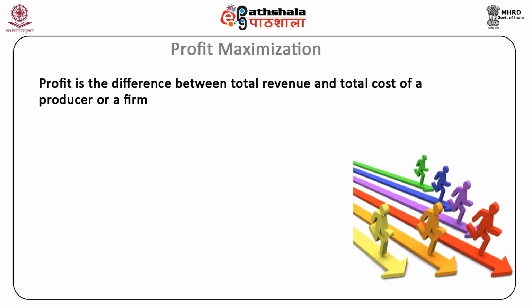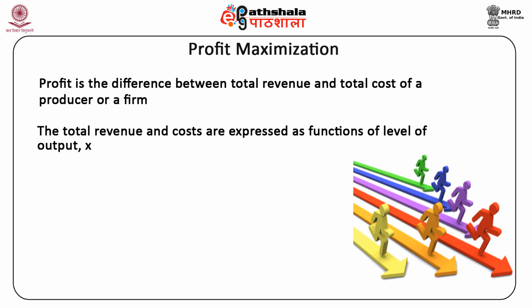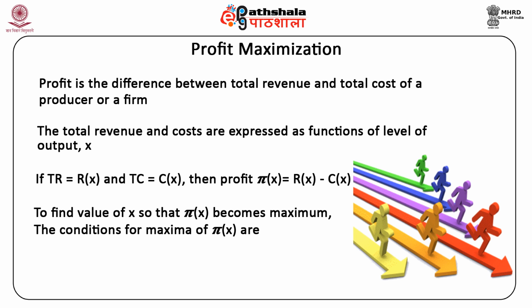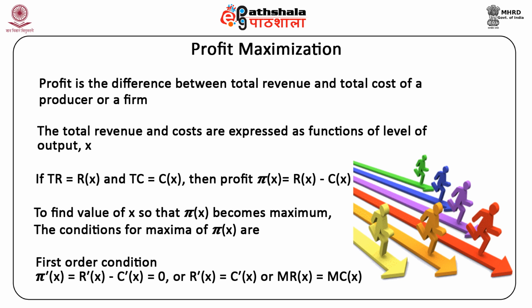Profit is the difference between total revenue and total cost of a producer or a firm. Now, we know that the total revenue as well as the total cost are often expressed as functions of the level of output, x. If we write TR is equal to R(x) and TC is equal to C(x), then profit can be written as pi(x) is equal to R(x) minus C(x). We want to find that value of x where profit pi becomes maximum. The condition for maxima of pi(x) is first order: pi dash x is equal to R dash x minus C dash x equal to 0, or MR(x) is equal to MC(x).